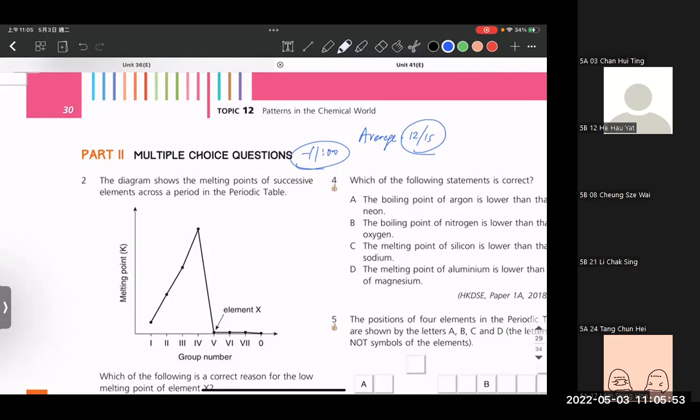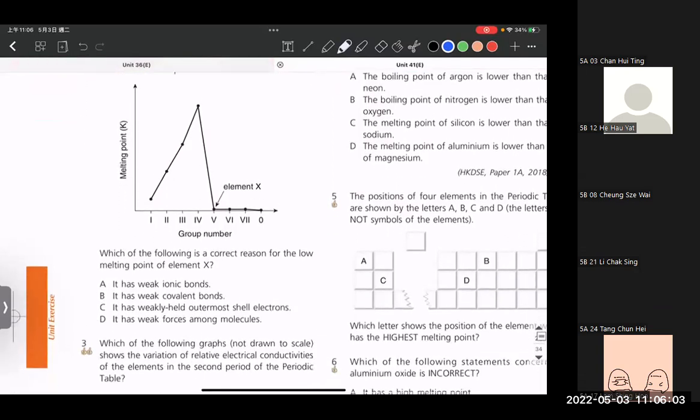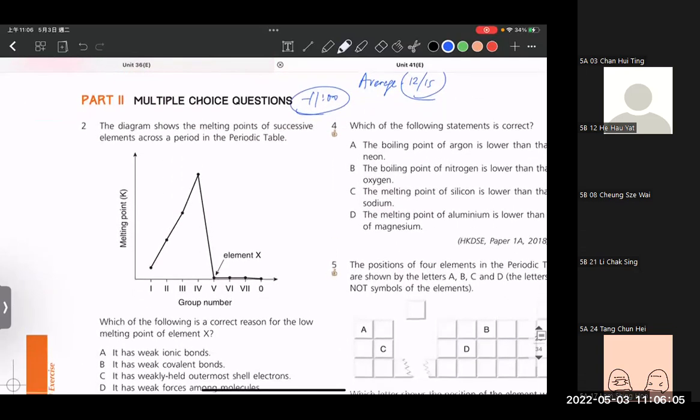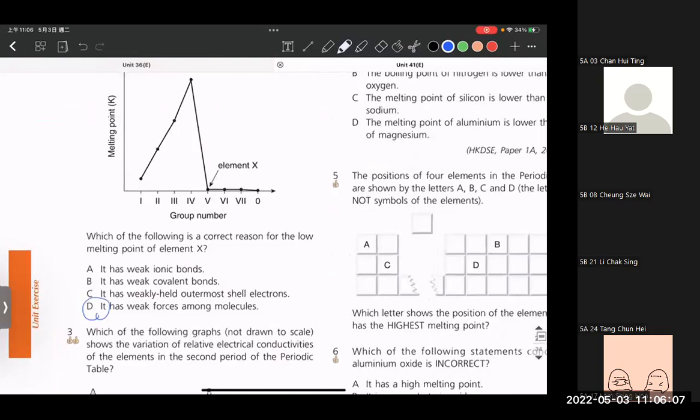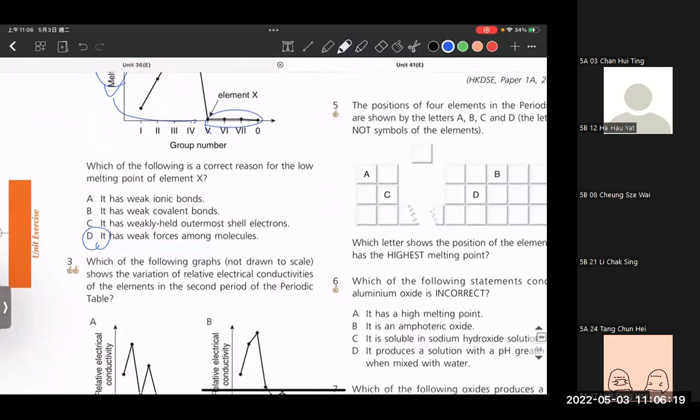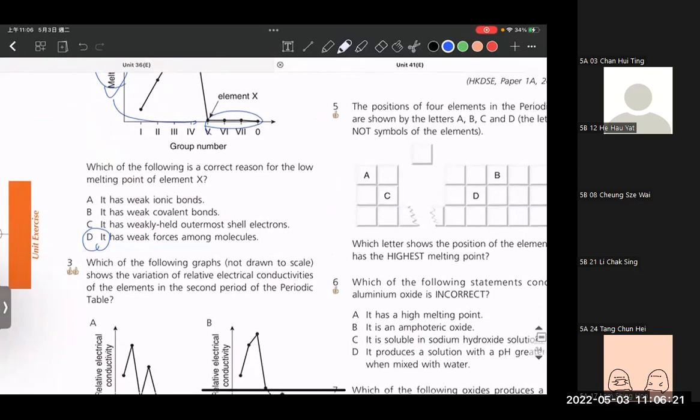Now we come to the questions. I will read the questions and pick up some questions in which you may have some confusion. For question 2, no problem. It is about D, because whenever you talk about Van der Waals, the weak forces, as mentioned, a very low melting point must refer to weak forces. So this is a weak Van der Waals force impact, to be more specific.